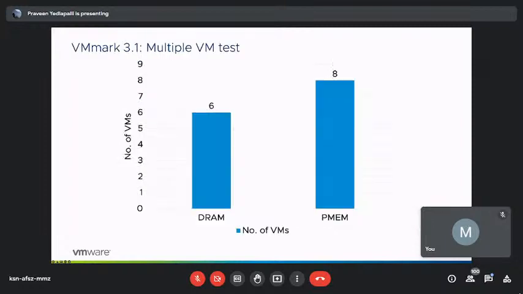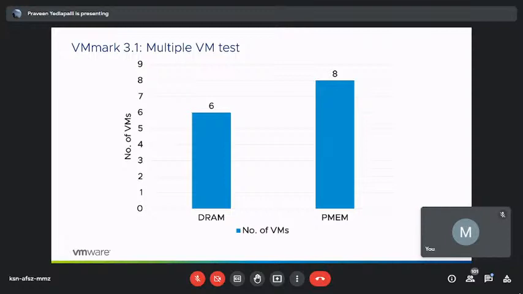So first I'm running a workload called VMmark, where multiple VMs are started on the system, and it will try to run as many VMs as possible. On the DRAM system, if you can run more VMs, that's better. That's the result of this test. It will show how many VMs it was able to run. On the DRAM system, I am able to run only 6 VMs, virtual machines. Each virtual machine is running an application, like a simulation application.